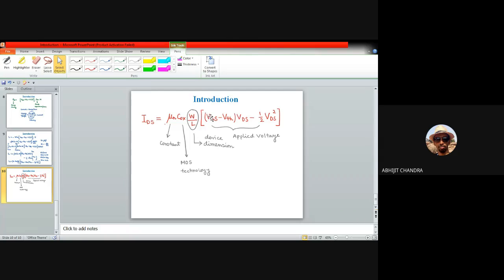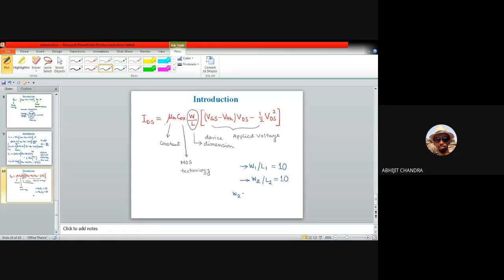That means keeping everything constant, that means VGS, VTH, VDS, if one can maintain a fixed W by L ratio, then the current will also remain constant. What I mean to say is that, suppose I'm considering a particular technology for which we have some W1 by L1 ratio. And suppose W1 and L1, both of them are large, but the ratio is fixed to be say 10, for example. Now for an advanced technology, I may have another W2 and another L2 for which the ratio is also 10.